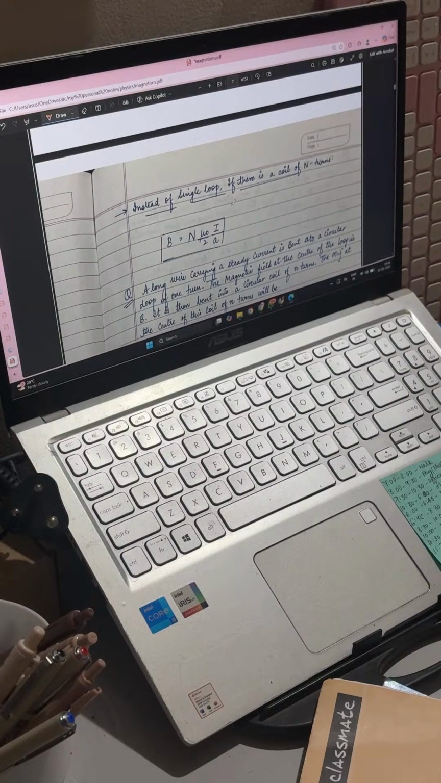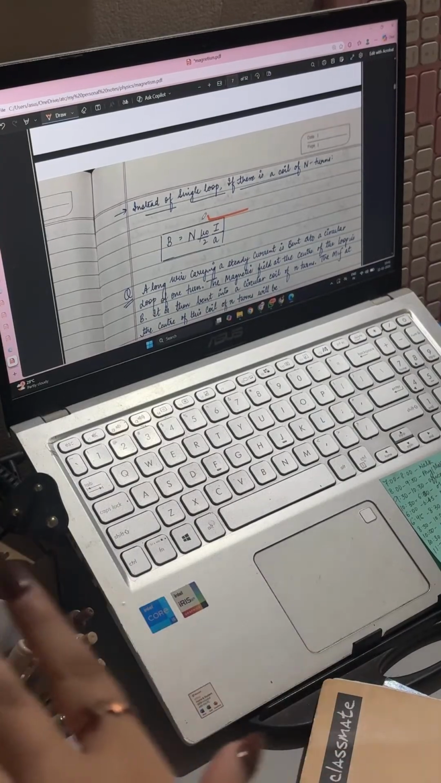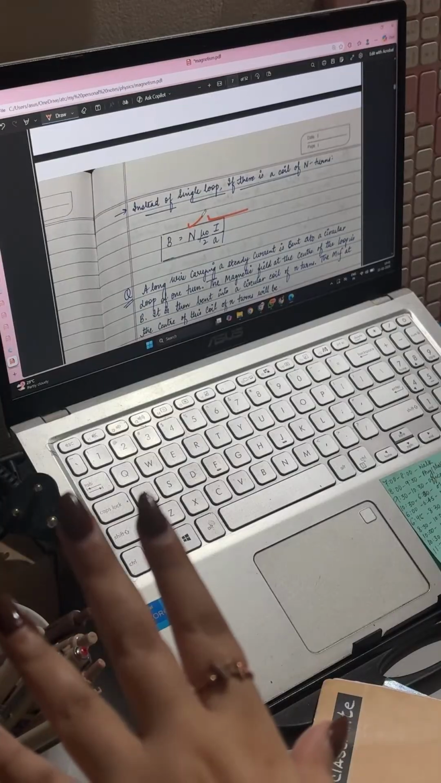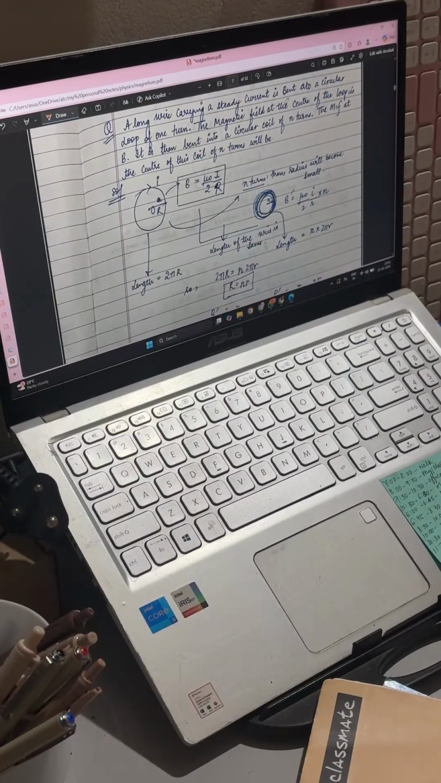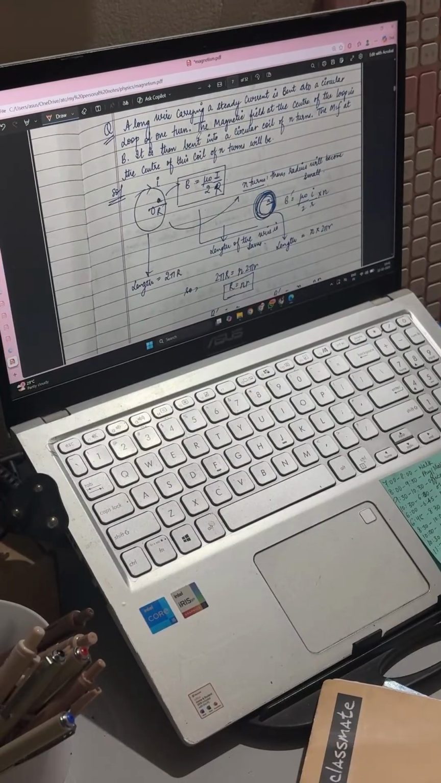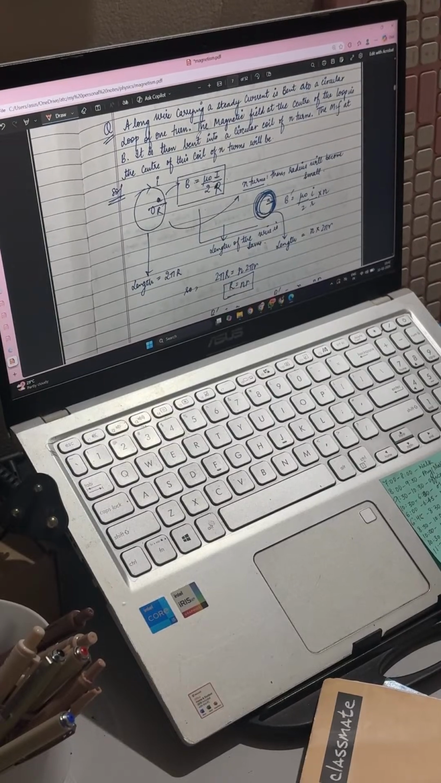Okay, if it is not a single loop but a coil of n turns, then you multiply n with the formula. This is something you need to remember for everything in this chapter. Wherever n turns come, this n comes in. You know this formula, small n by n. Okay. A long wire carrying a steady current is bent into a circular loop. One wire bent into the loop, 1 turn, so n becomes 1. The magnetic field at the center B. If it is n turns now, because of 1 turn, the magnetic field will be mu naught by 2 I upon R.